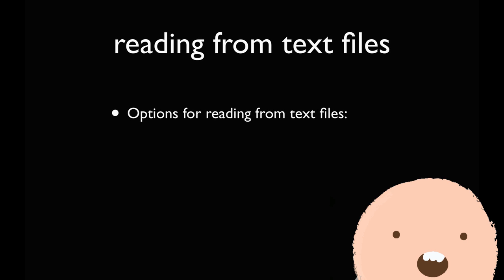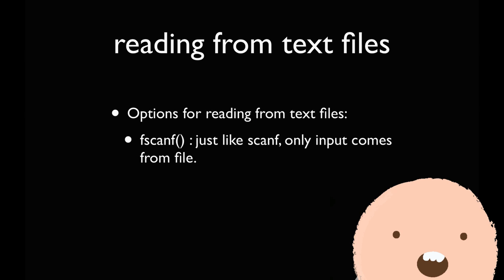So we have a variety of options for reading from text files in C. We have a library call called fscanf, which is analogous to the scanf that we've already looked at for reading from standard input. fscanf works just like scanf. The only difference is the input is now going to come from an open file instead of just the standard input. We also have fgetc, which lets us read from a text file one character at a time. This is very similar to the getchar we saw previously to read from standard input.